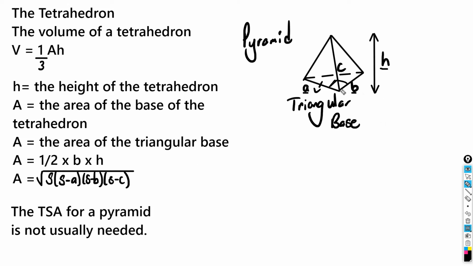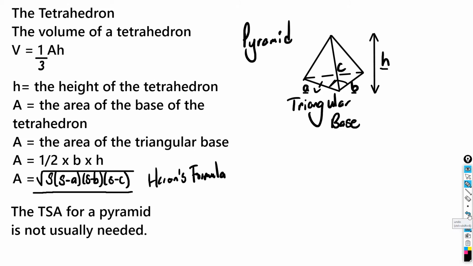But if it's not a 90-degree angle, guys, suppose it's a 120-degree triangle, then we have to use Heron's formula, right? We have to use the square root of S times S minus A times S minus B. So I have to use Heron's formula in the case where the base is not a 90-degree right angle triangle, okay?